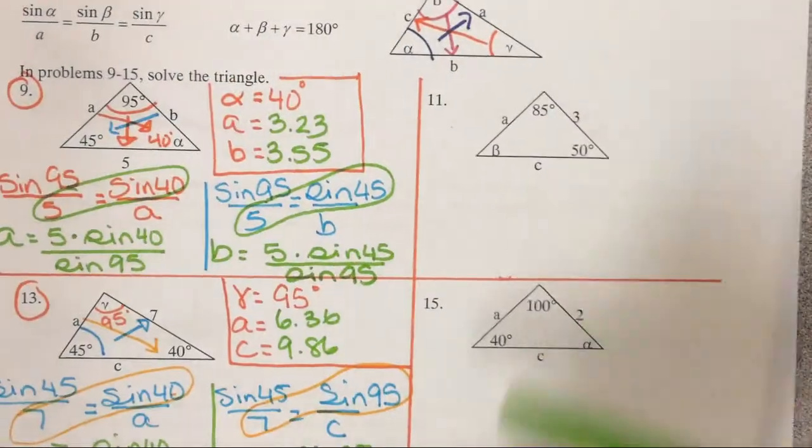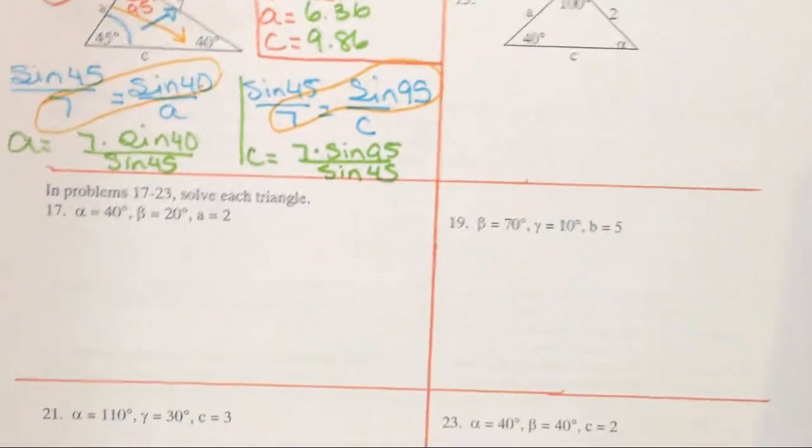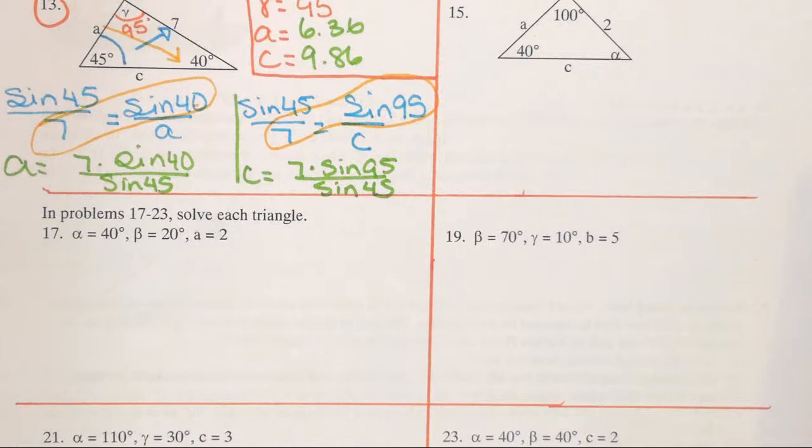Okay, so I'm going to leave 11 and 15 for you to do for homework. On the bottom section, it's the exact same math. The only difference is I took the picture away. But we don't need the picture. We're going to be just fine.